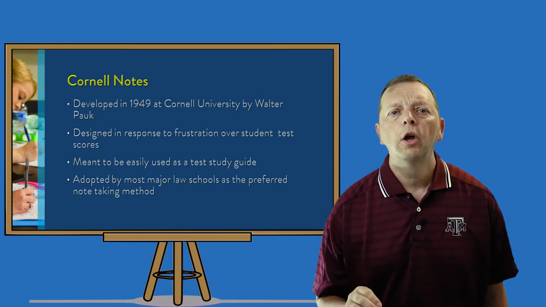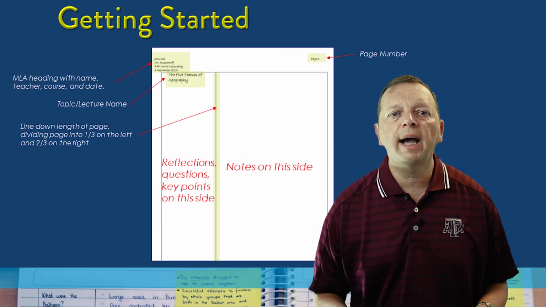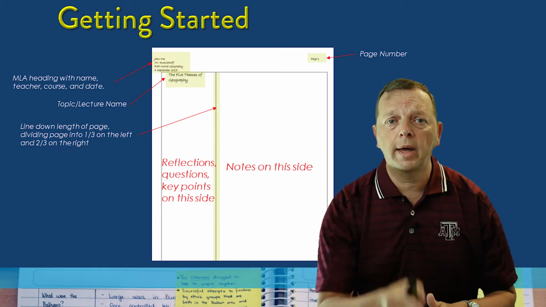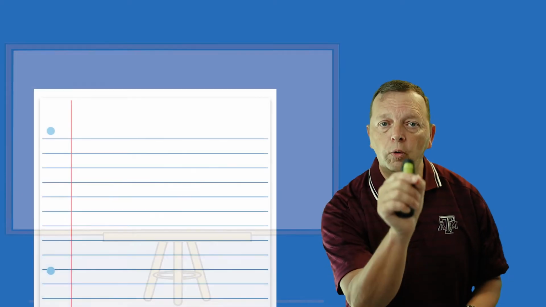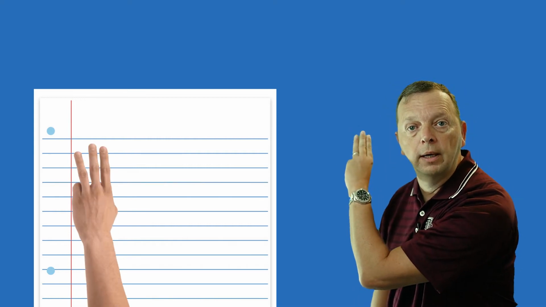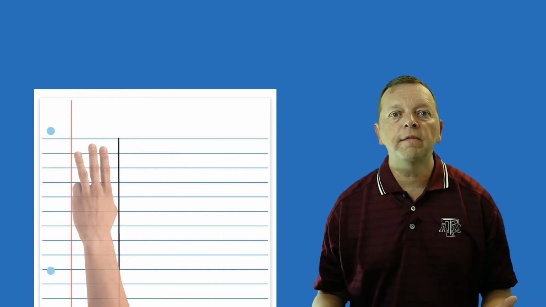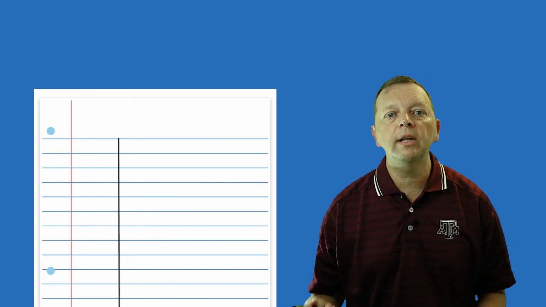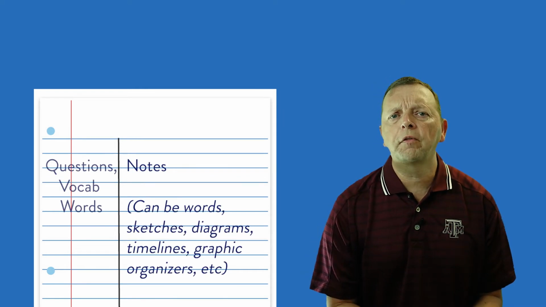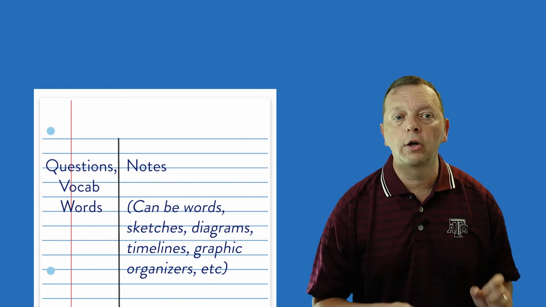Now, to get started, you're going to take your piece of notebook paper and divide it into a right side and a left side. An easy way to determine where that line should be is to find that red margin, take your 3 fingers, put those 3 fingers to the right of that red line, and draw that line where your fingers are. Now, with this divided page, you have a right side and left side. The right side is where we're going to be taking notes. On the left side is where we're going to be giving our reflections. We're going to be bringing vocabulary words over, and we're going to be asking questions.